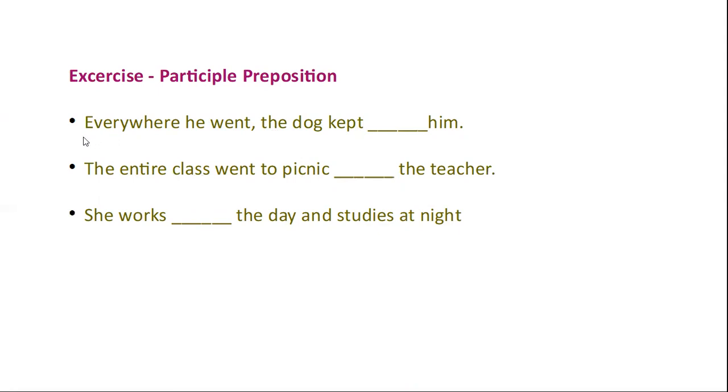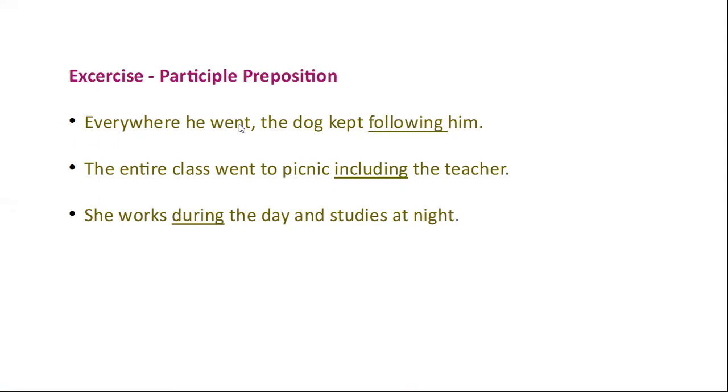So let us see the answers. Everywhere he went, the dog kept following him. The entire class went to picnic, including the teacher. She works during the day and studies at night. So here, following, including, during are called participle preposition. Participle preposition is nothing but a verb which can end with ing, en or ed. So these words following, including, during are called participle preposition.